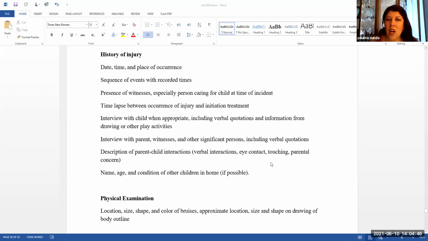You want to interview the child when appropriate, including verbal quotations and information from drawings or other play activities. You want to interview the parent, witnesses, and any other significant persons and include verbal quotations. And then you want to, again, have that description of the parent-child interactions. What are their verbal interactions like, their eye contact, touching, and the parental concern? And then who else is in the home, the names, ages, and the condition of them, if you know.